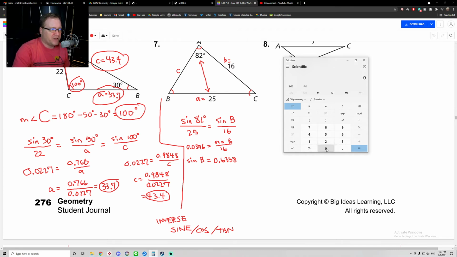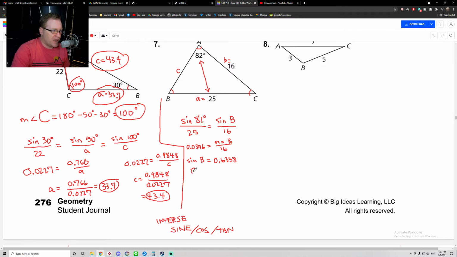So we have the number 0.6338, and we're going to take the inverse sine of that. I go inverse sine, and it gives us 39.331, and so on. That means 39.3 degrees. So B has to equal 33.9 degrees. All right, so we found this angle. We know that this is 33.9 degrees.